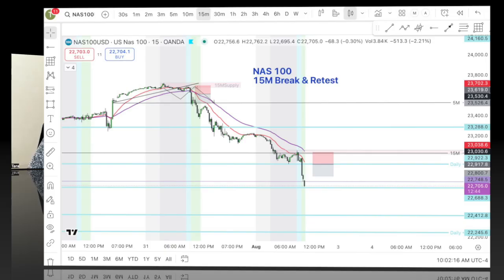Keep it simple. Some traders overcomplicate their setups. Today, I'm going to show you a simple 15-minute break and retest with NAS 100 and also with EURUSD on the 15-minute time frame. I'll show you how I kept it simple and grew my account.